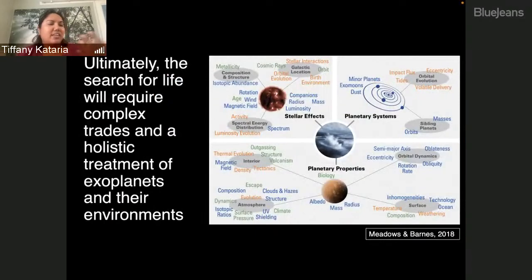But ultimately, I think we can all agree that the search for life is a complex set of trades. A holistic treatment of exoplanets as this closed system is very important. I'm sure Vicki may have shown this figure yesterday, but of course I want to highlight it here.